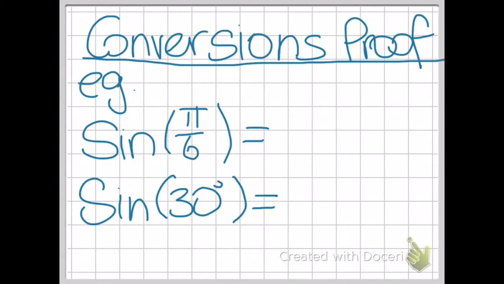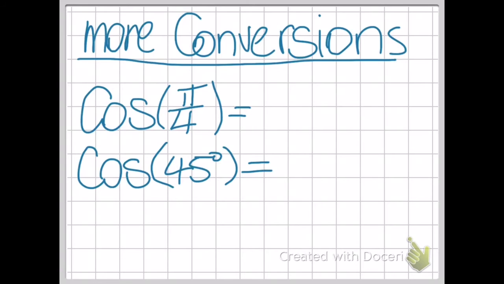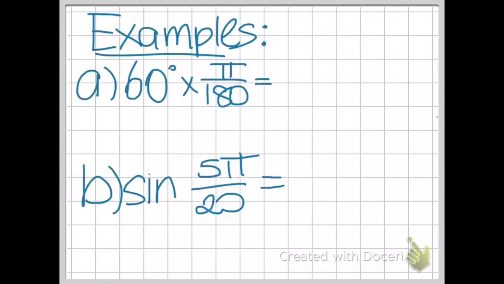So when we put sine pi over 6 in our calculator, we get 1 over 2. When putting in sine 30, we should get 1 over 2 as well. It's the same thing with cos pi over 4 and cos 45. When putting the equations into the calculator, we get root 2 over 2 both times.